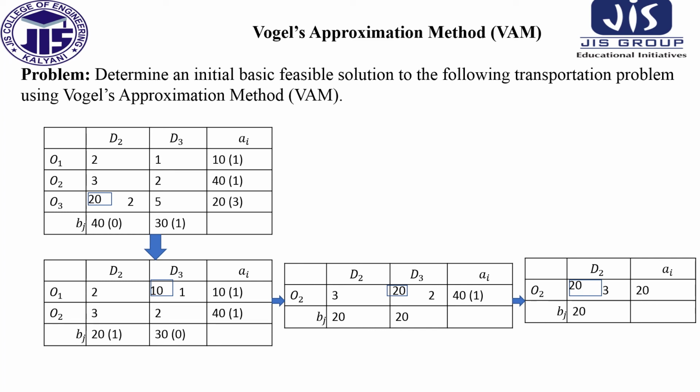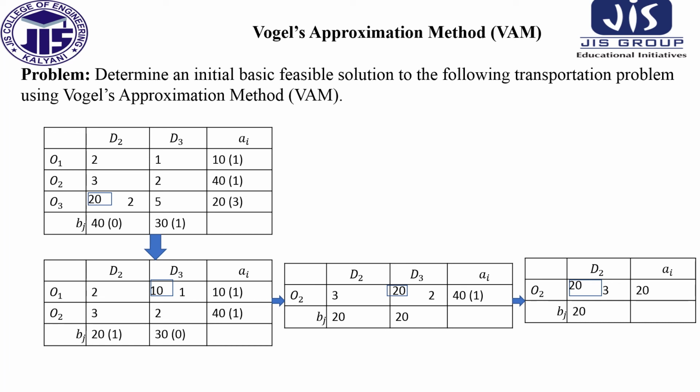So here we take the 1 3 cell. In this cell the supply value is 10 and the demand value is 30. So between 10 and 30, 10 is the minimum, so we allocate here 10. Allocating here 10 means the O1 row will be deleted because the supply value is becoming 0, and the new demand value is 20.